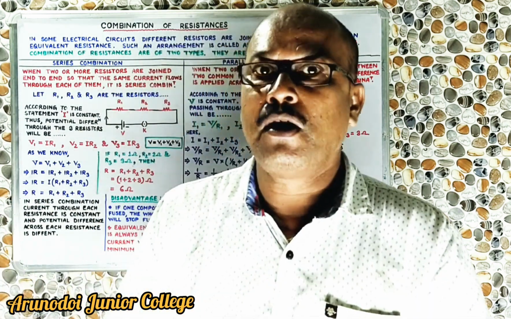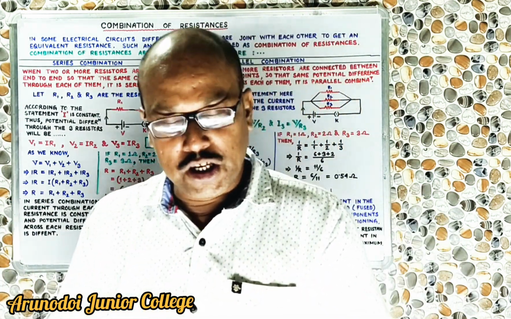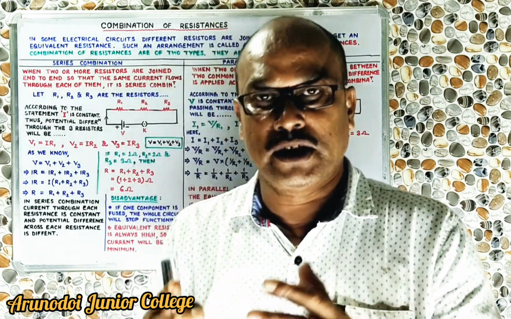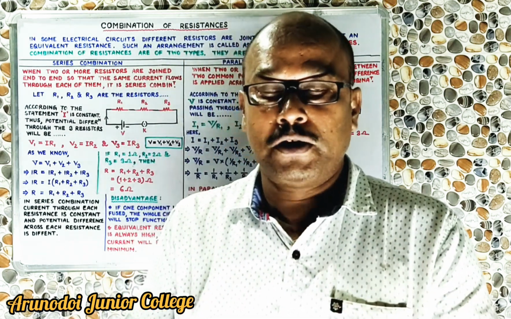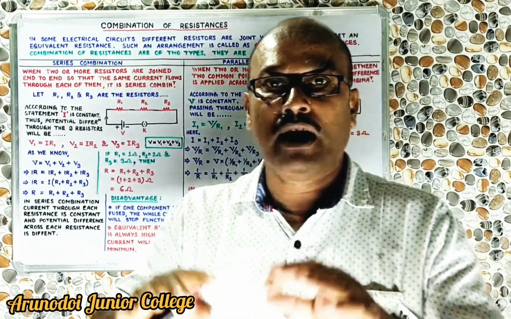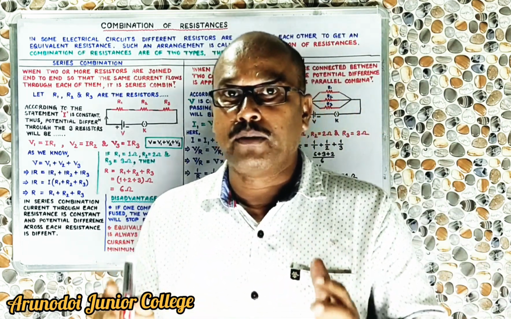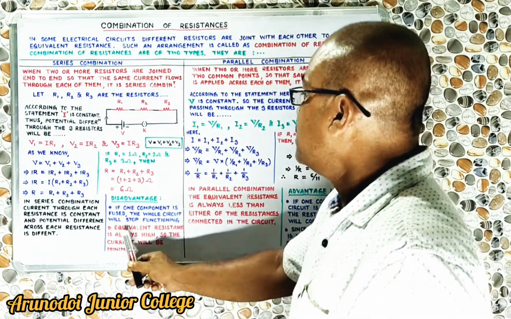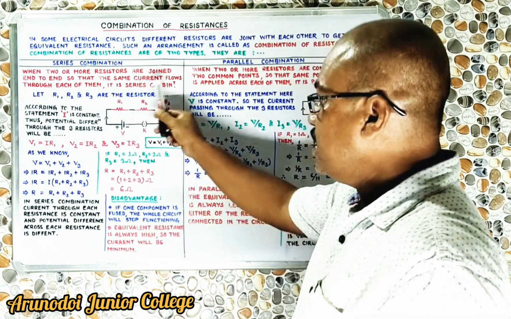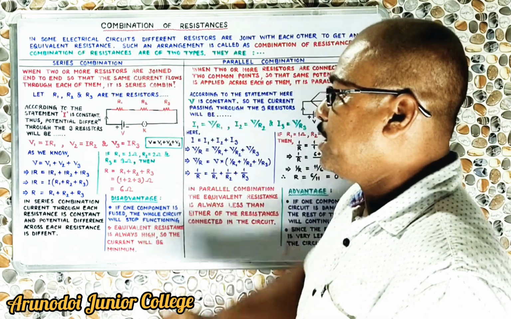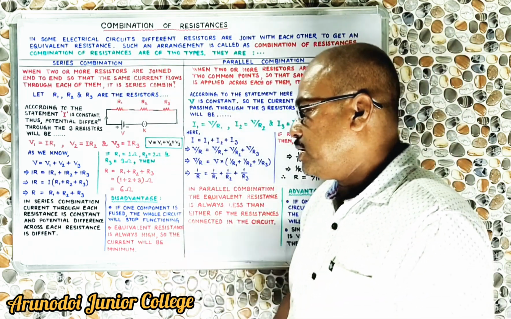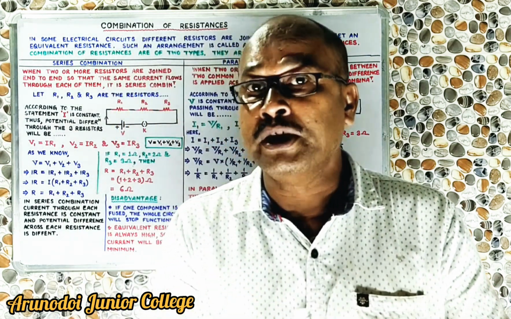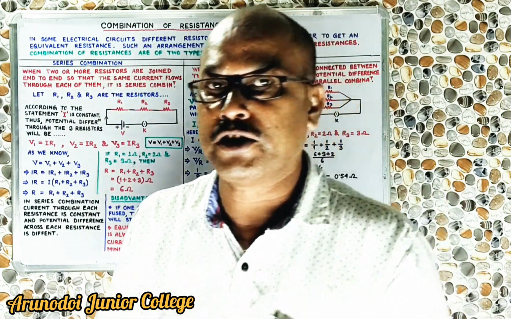So this is the first disadvantage of series combination, that if any one of the appliances in the circuit is damaged or fused, then the entire system will stop functioning. The second disadvantage is that since the equivalent resistance in this series combination is maximum, the current flowing through the circuit will be the minimum. So this is the second disadvantage.